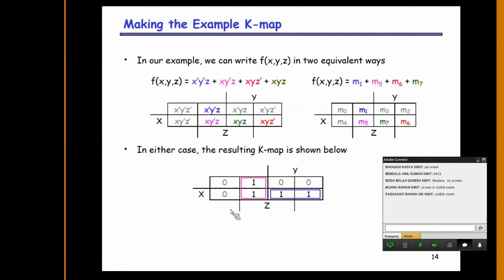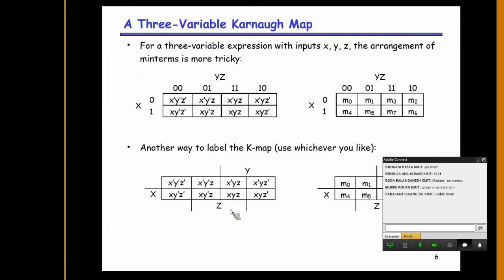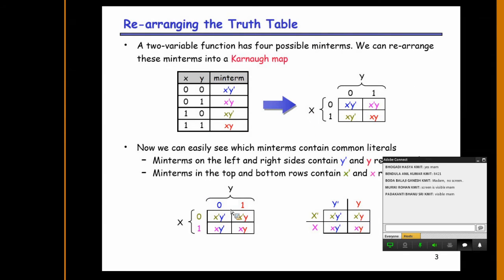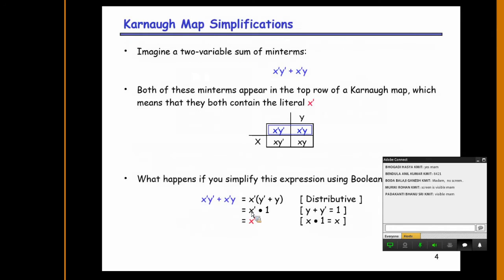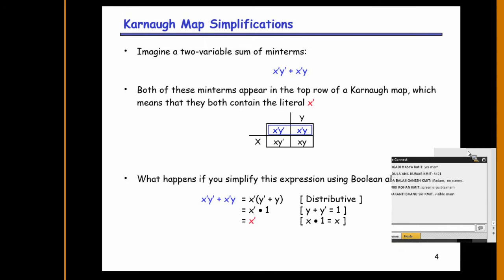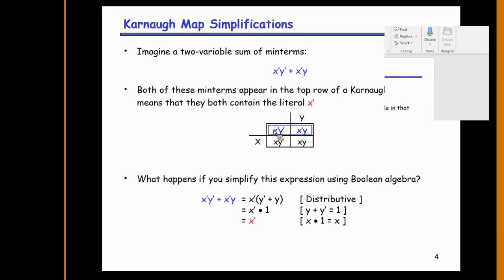Okay, now let me move to a simple example. This is my given expression: x bar y bar plus x bar y. If I don't use the K-map method, I have to remember the distributive law as well as the OR law, which is y plus y bar is equal to 1, and the AND law, which is x and 1 is equal to x. So these three laws I have to remember.